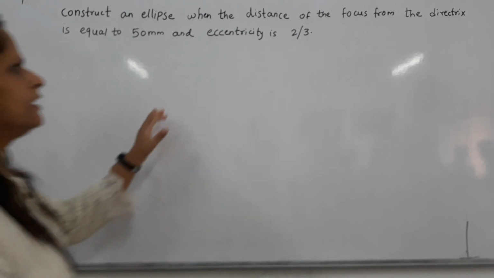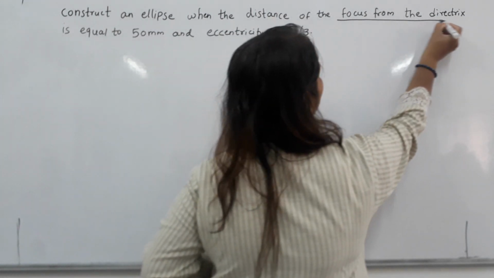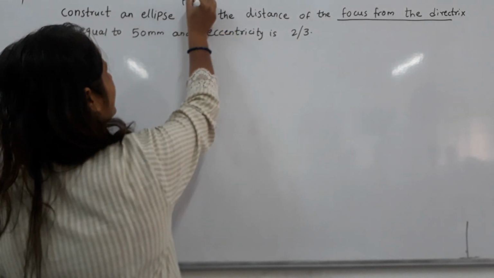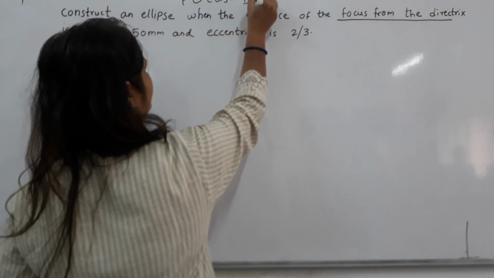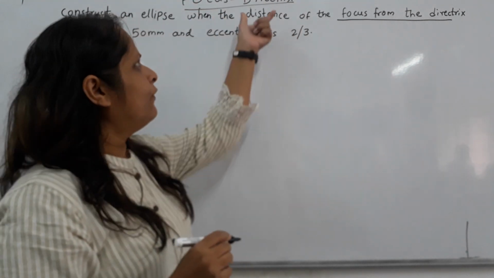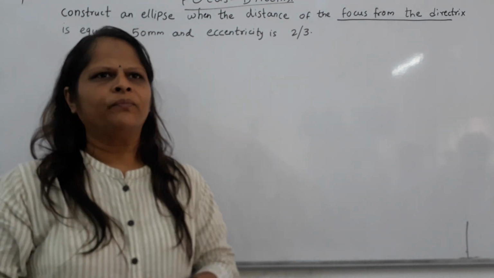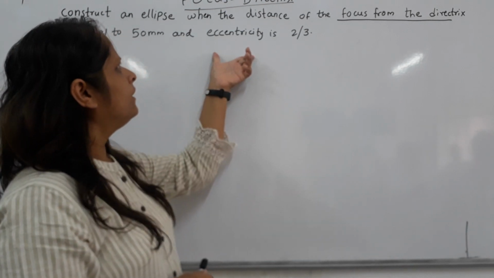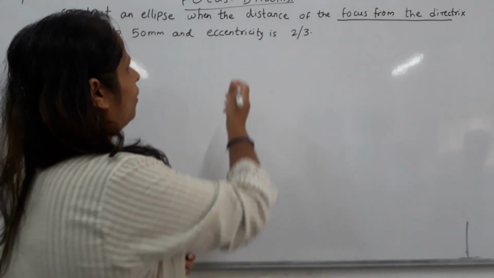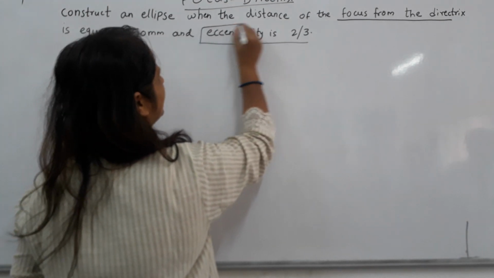Okay, we will start constructing the ellipse. Now, this method, as the distance of focus from directrix is given, is known as the focus directrix method. So by using the focus directrix method, we can construct a parabola, a hyperbola, and an ellipse. In the theory class, we solved the problem and drew the parabola. Now, all three curves we can draw, and it is based on the eccentricity.